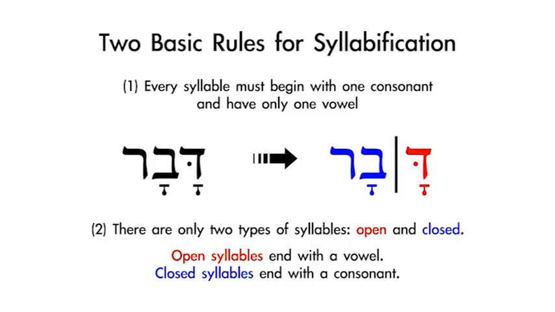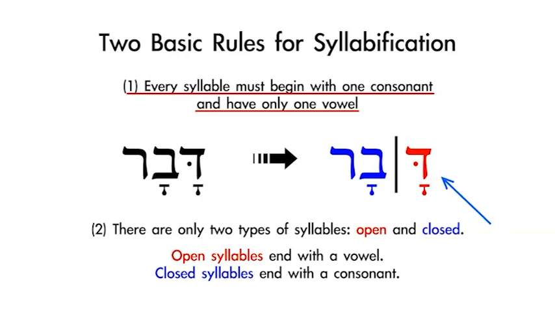The first is that every syllable must begin with one consonant and have only one vowel. That's a very easy rule to memorize. Every Hebrew syllable must begin with one consonant and have only one vowel. Let's look at the example together from davar. On the left, you see it's written in black and there's no syllable divider in it. On the right, you'll see that the word is divided and it consists of two syllables, da and var.